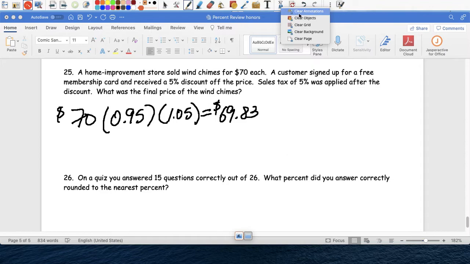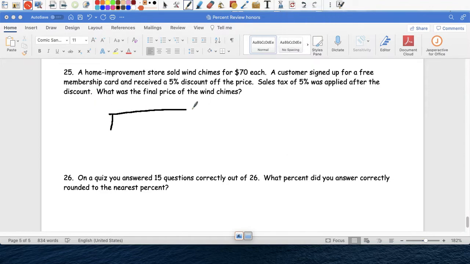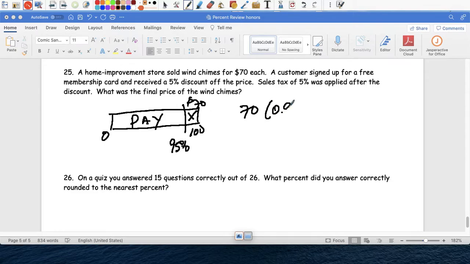I'll do the bar model, which is 70. So 100%. Right now I have to pay $70. But if they take 5% out, this is what I'm paying after the discount, for 95%. So $70 times 0.95 is going to give me $66.50. So with the little discount, I'm paying this much.